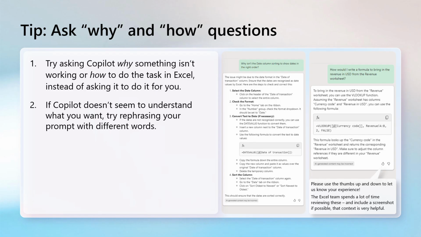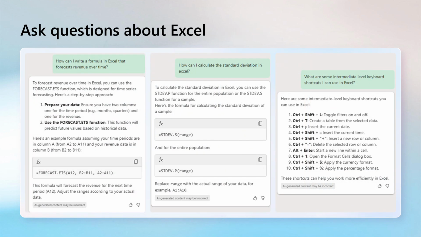Now, another tip for using the Copilot: if it's not doing what you want, try asking Copilot why and how questions about your task instead of just asking the Copilot to do the task for you. Rephrasing your prompt with different words can also be helpful. And if it doesn't seem to be understanding what you want, although it may seem counterintuitive sometimes, adding more details and words helps Copilot better understand what you are looking for.